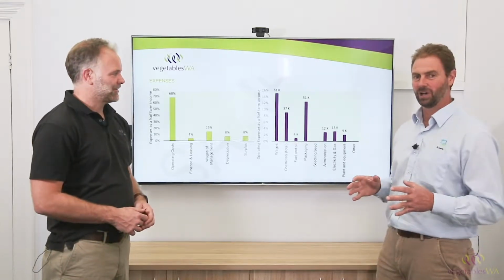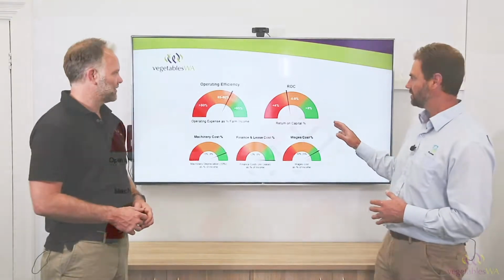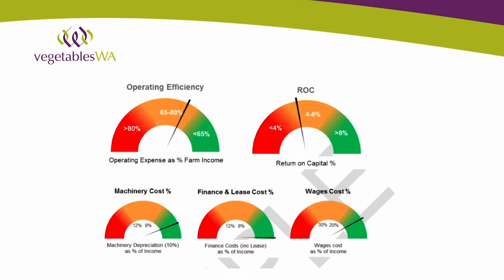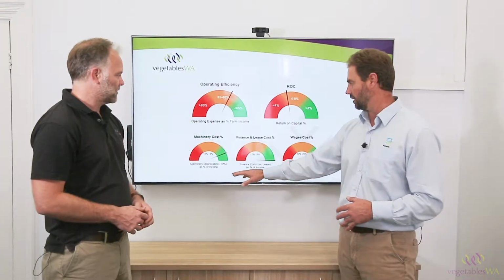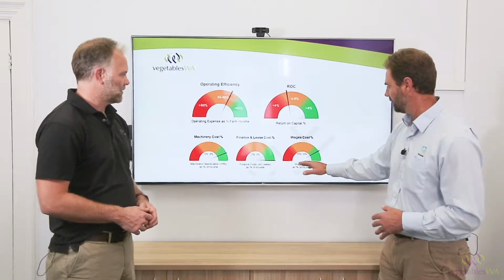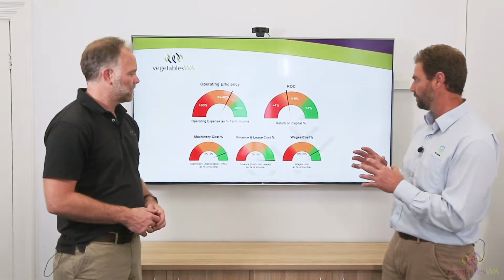From this area, what we'd like to do is pictorially show you how this actually looks in the farm business. So this is actually a business health check in a way. So red meaning obviously not so good, then into the orange, and then into the green is where we'd like you to be. So this page itself looks at the operating performance of the business. So how is your operating efficiency? How does that translate to return on capital? And then what are some of the key ratios? Machinery, finance and leasing, and wages. So that gives you a good idea of the health check of the business from an operating point of view.